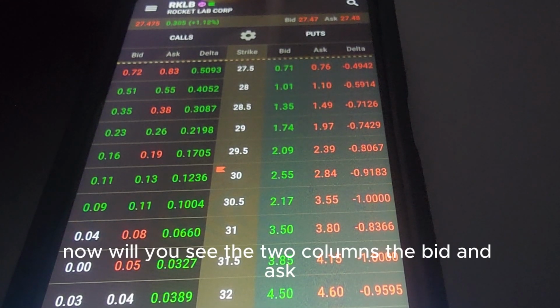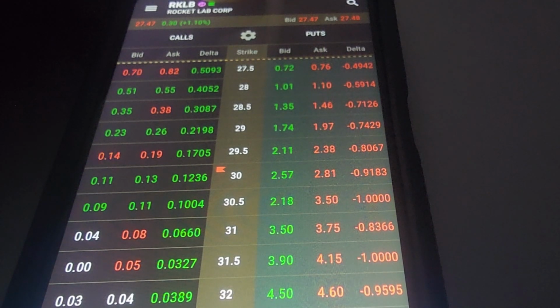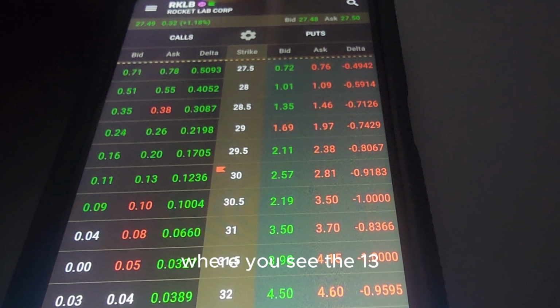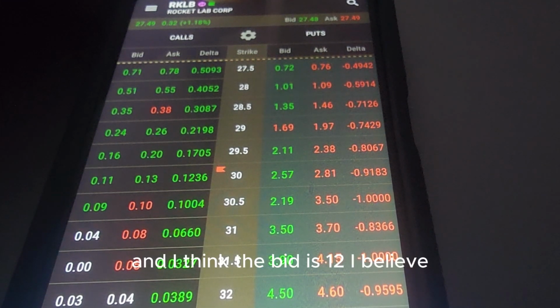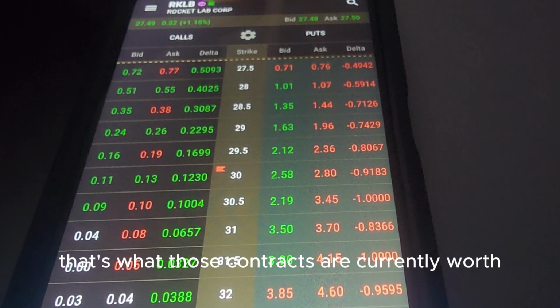Now, where you see the two columns, the bid and ask, that's the bid price, and that's the ask price, where you see the 13, and I think the bid is 12, I believe. Well, anyway, that's what those contracts are currently worth.